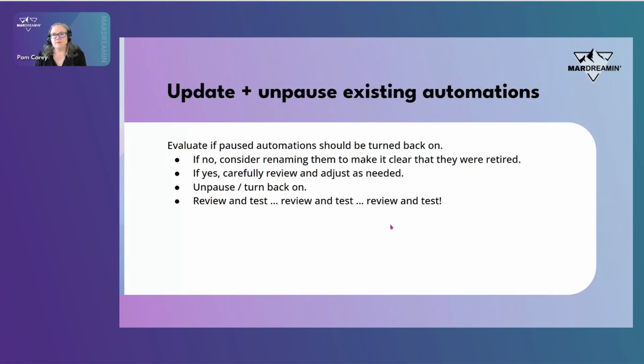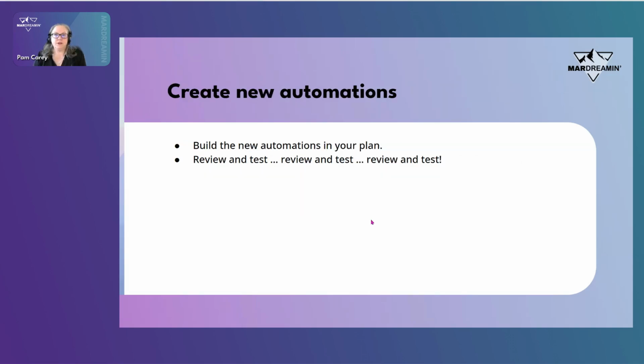If you paused any automations at the start, evaluate if they should be turned back on. So whether these changed or not, you should review and test to make sure they still work as expected before you turn them back on. Build the new automations in your plan and fully test before making them active.